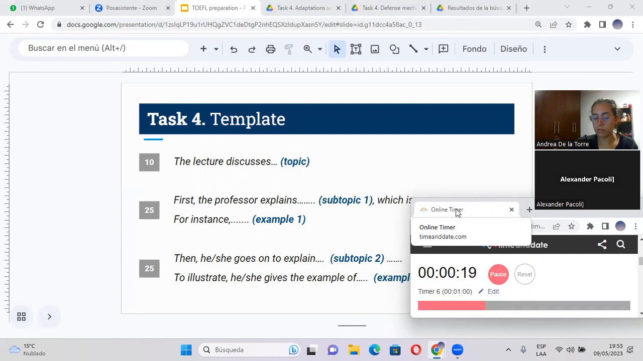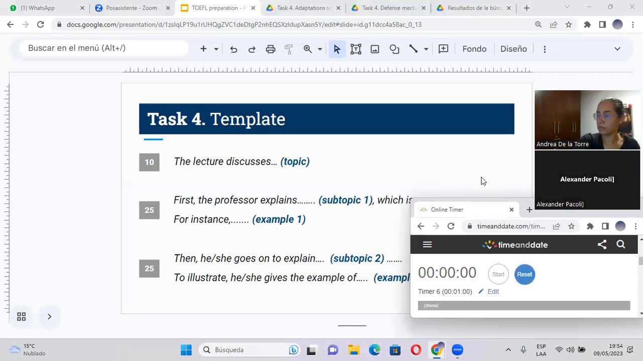Then she goes on to explain that the ability to generate light, like to fish. To illustrate, she gives an example of.